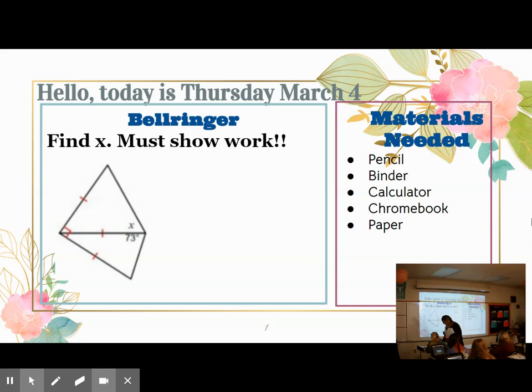This one's scalene and acute, because all the angles are less than 90. It helps me if I turn my paper to make one of the edges parallel to my desk. And then once you make it parallel to your desk, you can see that it's acute. This one here, angle 3, it's vertical to this angle, so angle 3 would be 55. And then subtract it from 180 to get angle 5.